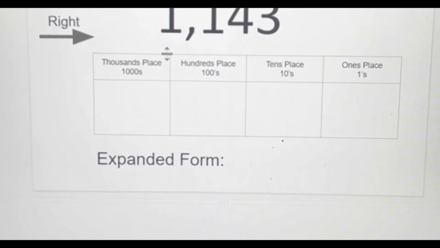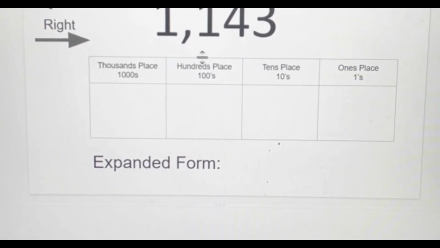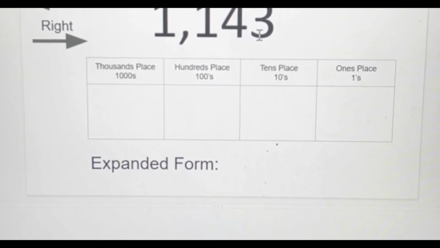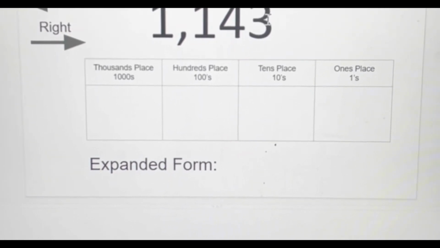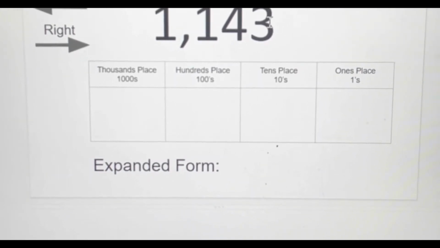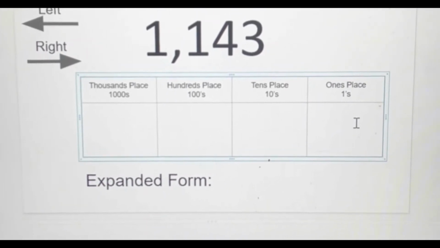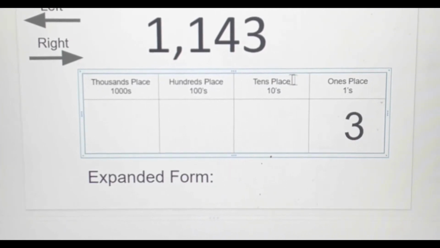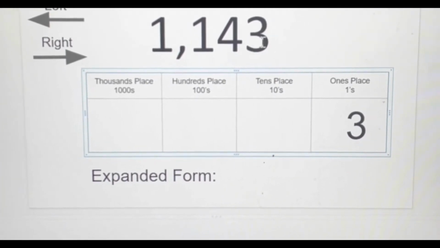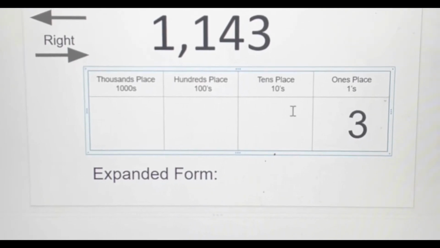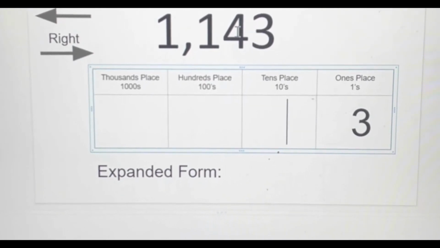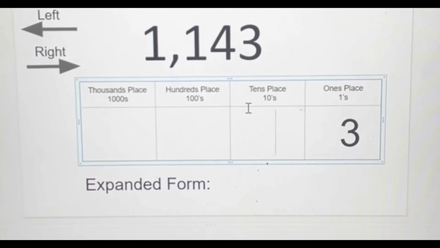So if we look at the number 1,143, the digit all the way to the right is a 3. So the number in the ones place in 1,143 is 3. Next to the ones place, we have the tens place. The digit next to the number 3 is 4. So we have a 4 in the tens place.